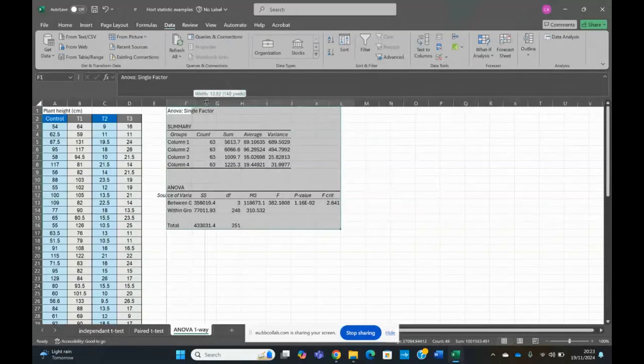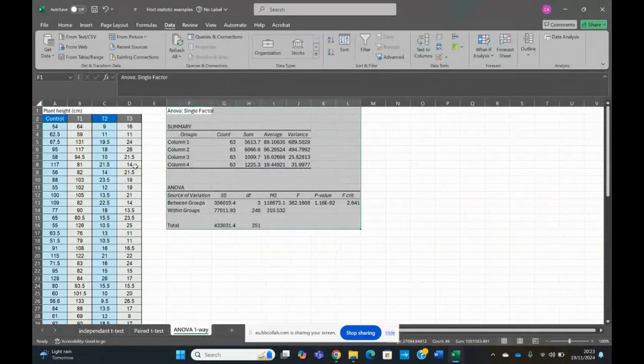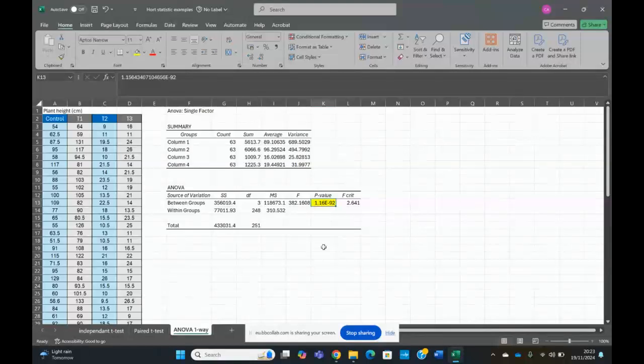So what the ANOVA does is basically it looks at the variance between the four groups compared to within a group, so say within the control, within treatment 1, within treatment 2, to come up with whether it's significant or not, and presents us with a p-value. Because it is exponential to the minus, that means that it's a very, very small number. There's lots of decimal points. So in this case, you would report it as p is less than 0.001.